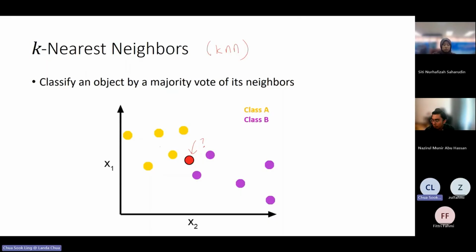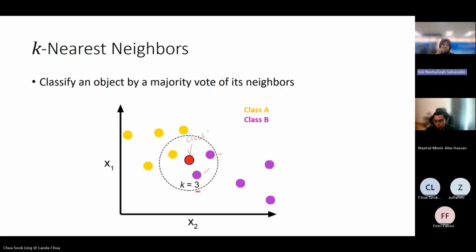How does the k nearest neighbor work? Basically, we determine how many nearest neighbors we want to consider. In this example, we want to consider 3 nearest neighbors. When k is equal to 3, we are looking at the 3 nearest neighbors to this object here. And within this circle, what is the majority? The majority is class B. Class B is the majority, so this will be classified as class B.